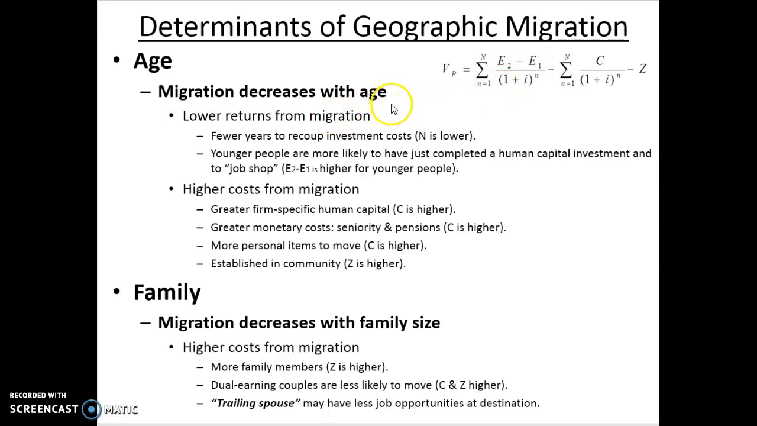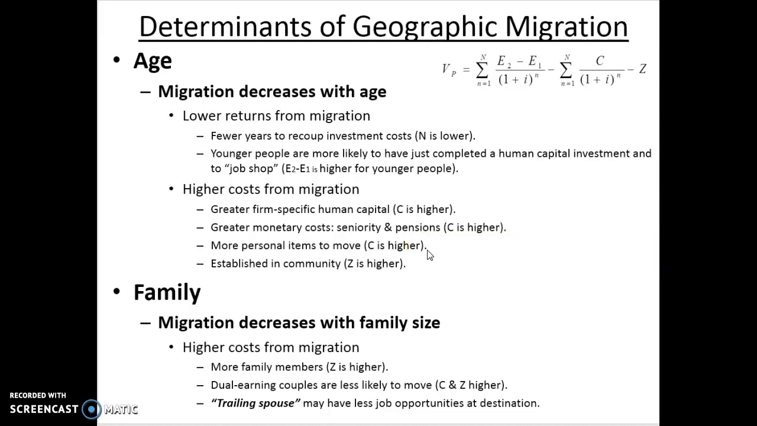Migration also decreases with age because of higher costs from migration. The older you get, the more firm-specific capital you get. That's a higher C. Greater monetary costs. You might be vested in seniority and pensions, and so that raises the C. You might give those up if you pick up and leave to move to another region. More personal items to move, although it seems like that's minor compared to these other items. Certainly, the older you get, the more you accumulate, and it would cost more to move.